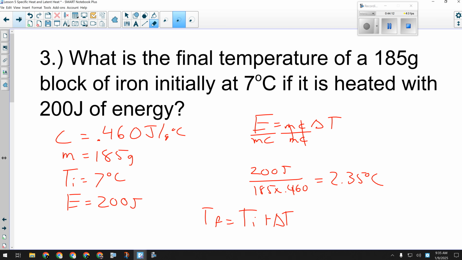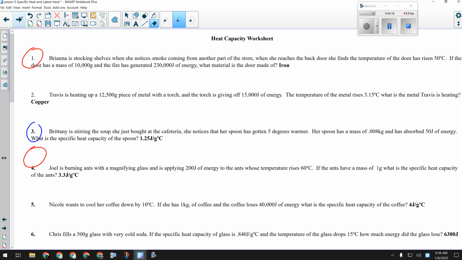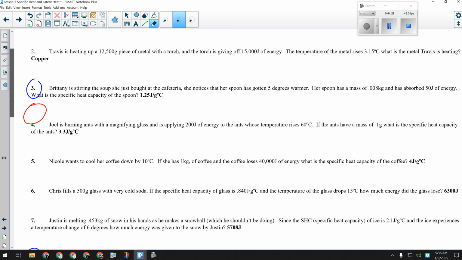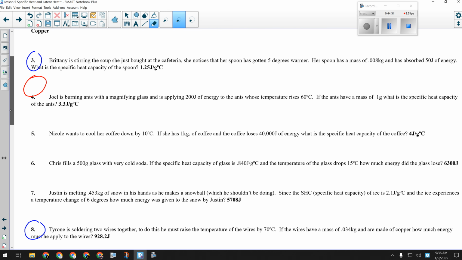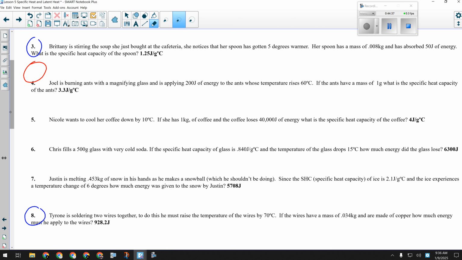I don't think I did one where you had to find the mass. Oh, okay. What I would like you to do right now is try the ones that are circled in blue. Let's try 3 and 8 for right now, and then I'll scroll up so you can try some of the other ones.